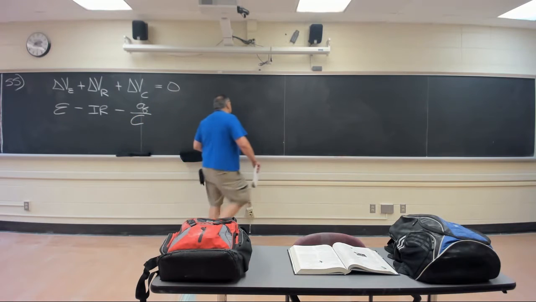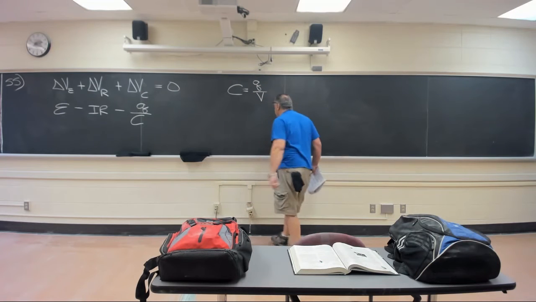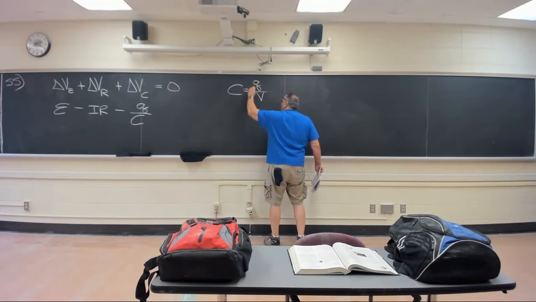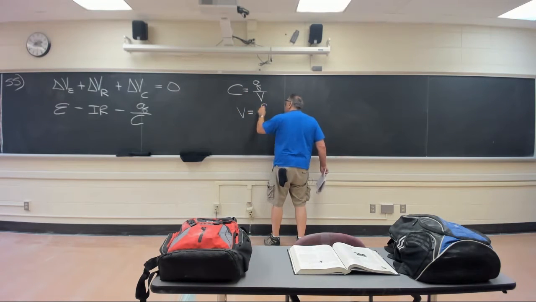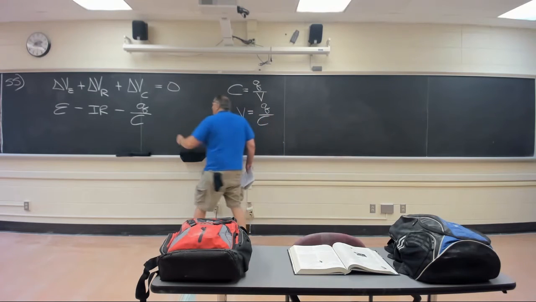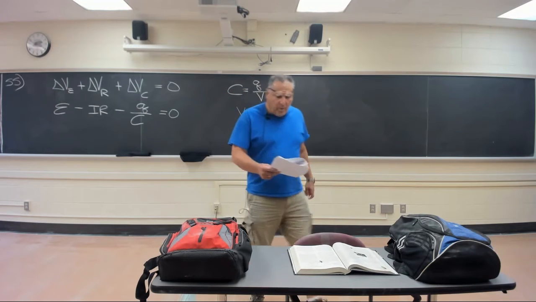Now, what's going on there? Well, didn't we say C was Q over V, or Q over delta V? C equals Q over V. V equals, multiply by V on each side and divide by C. That's your Q over C. That's got to equal 0.